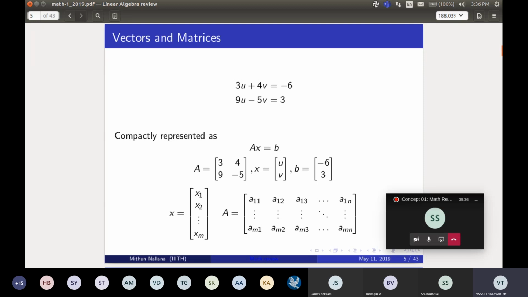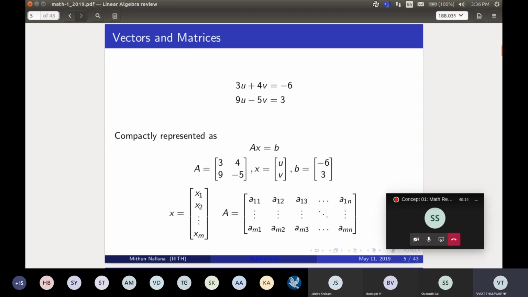In the case of two parameters, it will be just two variables, say u and v. This is the set of matrices and vectors that you will come across. If you have m number of variables, x is an m cross 1 vector, where m represents the number of rows and 1 is the column, so it is a column vector. For two equations, the size of A will be 2 cross 2.